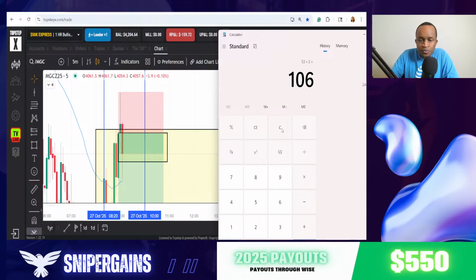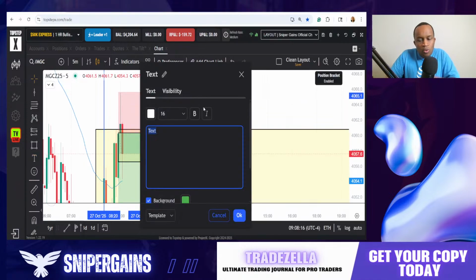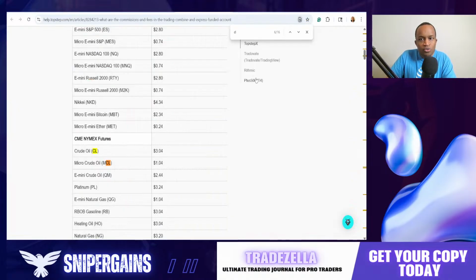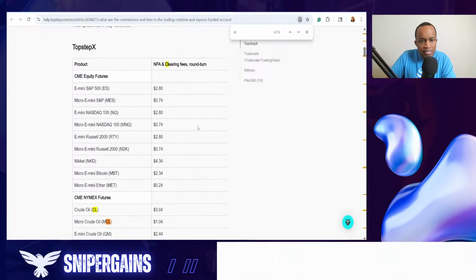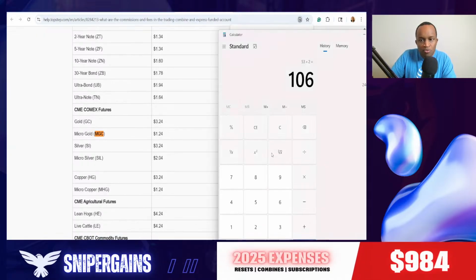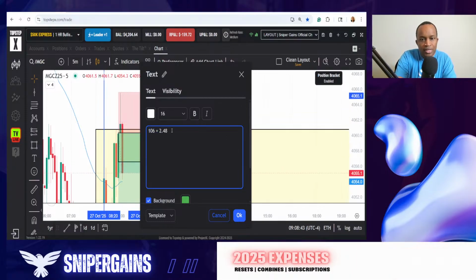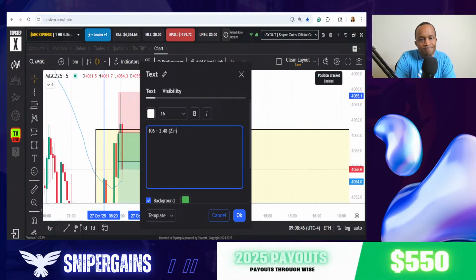53 times 2 is 106. I'm just going to keep it there at that level, 106, so that way I'm not over risking. So 106 plus how much it costs to trade MGC. Let me go over here. MGC is 124. So 124 times 2 is 248. Yeah, I really want to be in that. 248 for the 2 contracts, 2 micros.